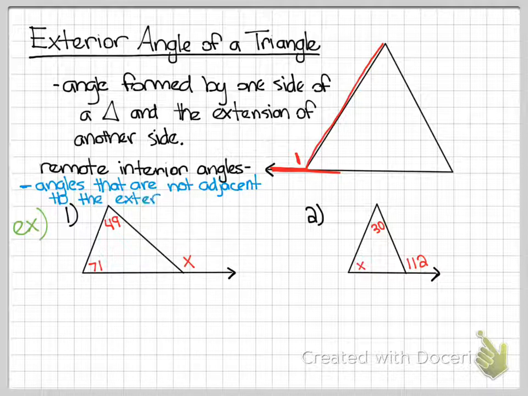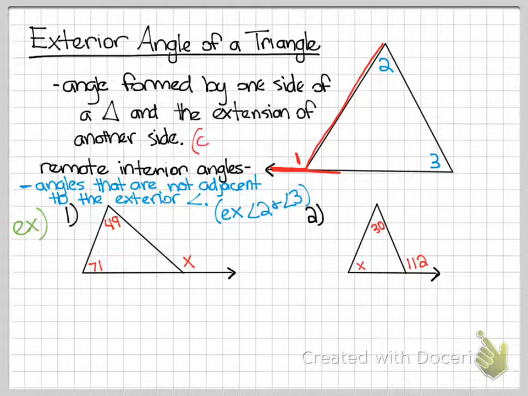So the angles that are not adjacent to the exterior angle, whatever exterior angle you are looking at. So here in our picture, I'm going to do it in blue, our remote interior angles would be 2 and 3. Those are the remote interior angles. They do not touch angle 1. They are not adjacent with angle 1. So those are remote interior. So here that would be angle 2 and angle 3. And up here that would be angle 1. That's our exterior angle.